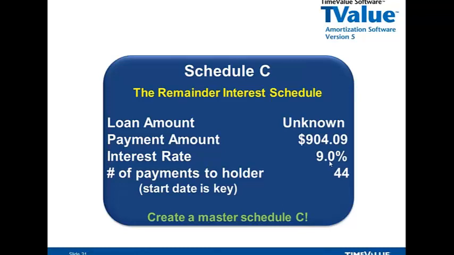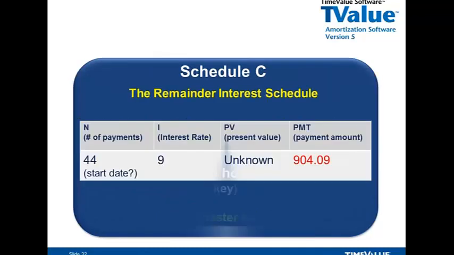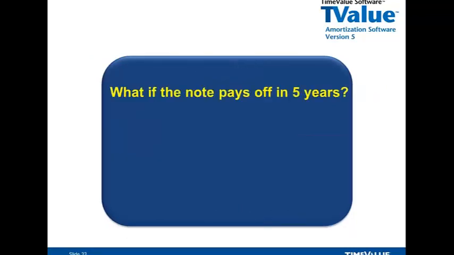Payments of 904.09 at 9%. It's 44 payments, but in T-Value at least, the key is entering these payments to begin at payment 137. So that's a little more than 11 years down the road. I need to make sure that date is appropriate when I calculate that. But in this case of what I'm going to show you, you don't even need to go through that exercise on Schedule C, at least in this case. So this is how it would look to do Schedule C. And then from that, I'm going to show you what if the note pays off in 5 years.